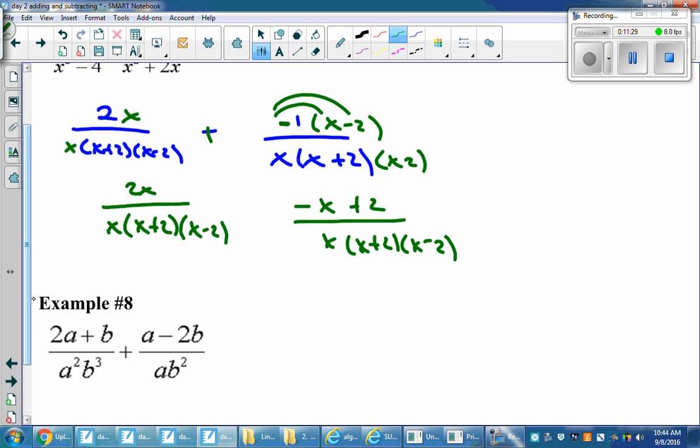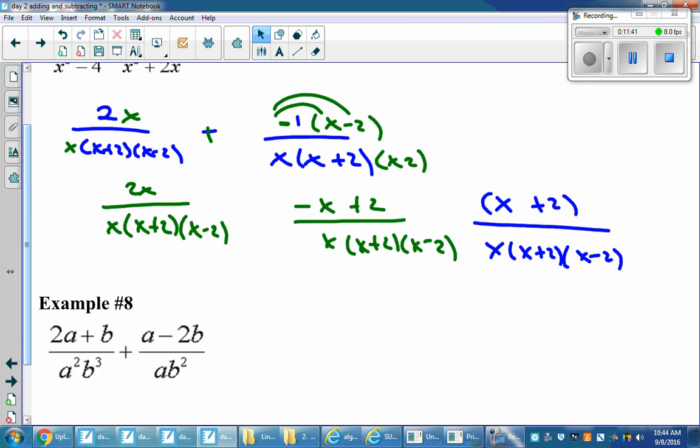Next thing we're going to do is combine those like terms and try to reduce. Combining like terms, I have 2x minus x, which is x, and then plus 2. And then at the bottom it's x plus 2, x minus 2. Just like we've done before, the x plus 2 and the x plus 2 are going to cancel. I'm left with a 1 in the top, and a final answer of 1 on the top, x and then x.